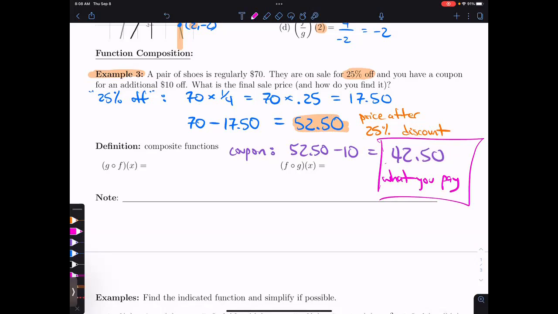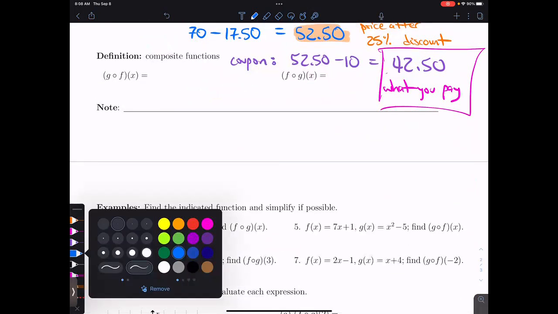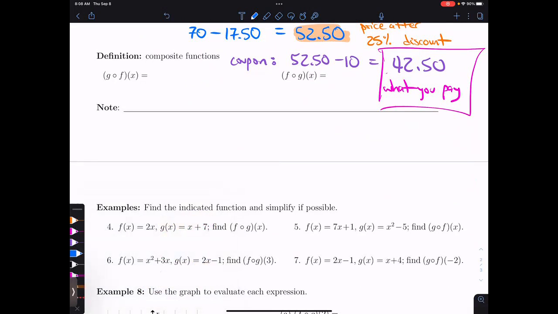Everybody okay with mechanically what we did there, how all that works? Okay. If you wanted, you could also do this part by figuring out what 75% of 70 is, right? So if anybody did it that way, that gets you to the same place. Does it matter which order we do those in? Why? What happens if you do it the other way around? You get a different number, right?